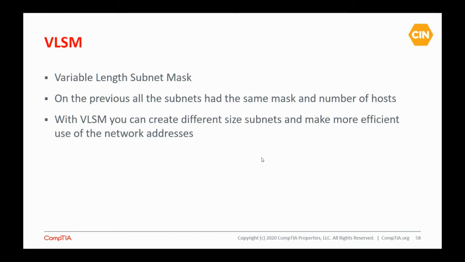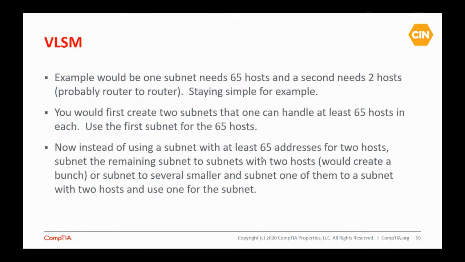When you subnet a subnet again, the subnet mask changes. I'm going to show you an example. Usually you have more than just 2 subnets, but I just used 2 as the example. One subnet needs 65 hosts, and a second subnet needs only 2 hosts, which may be router to router. That's usually the case.